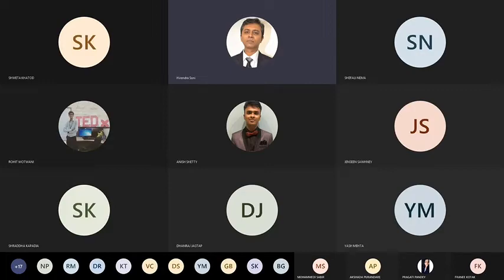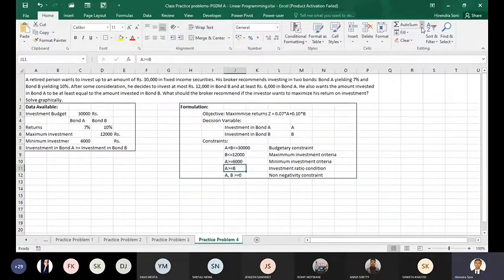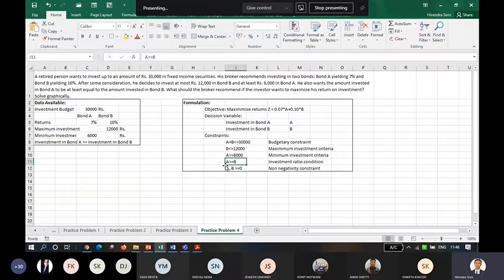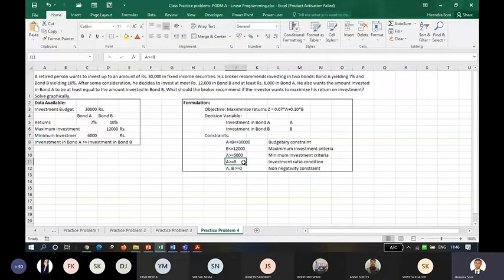One second, sorry. It is better if I share the entire screen, because when we are working on the solver, you may not be able to see. So I will share the entire screen. Now this equation, this is what you are referring to, correct?